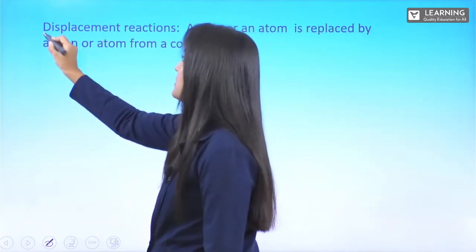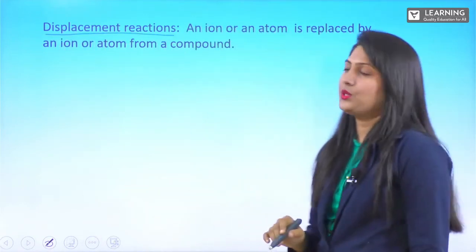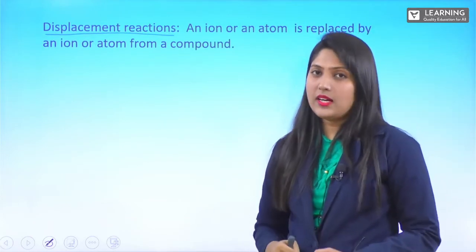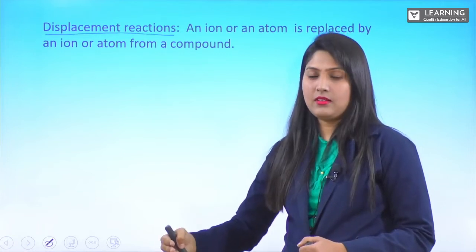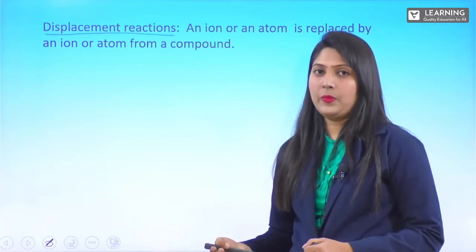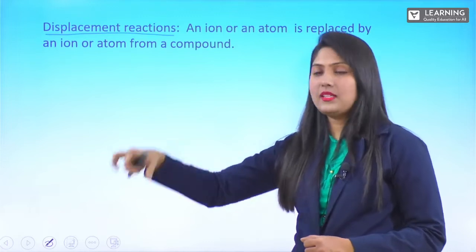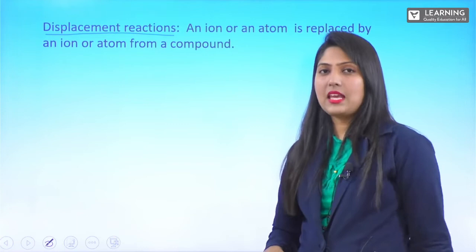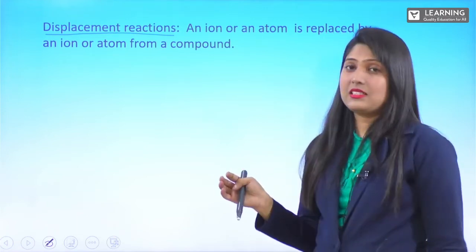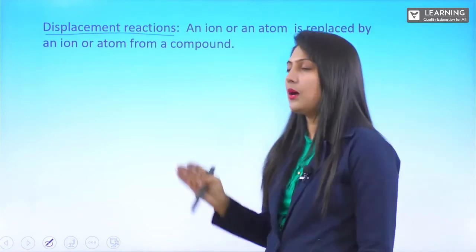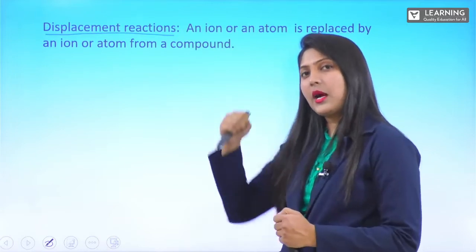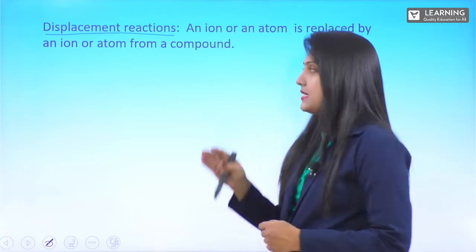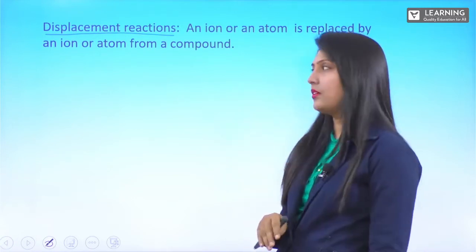The third one is the displacement reaction. What does this displacement reaction say? As the word says, displace. Displace means we are taking out the place of someone and placing another person in that same place. So as I explained to you yesterday, the stronger person comes and hits the weaker or leaner one and occupies his place. The same thing takes place with a displacement reaction.